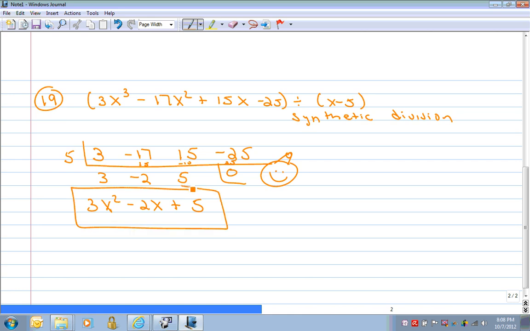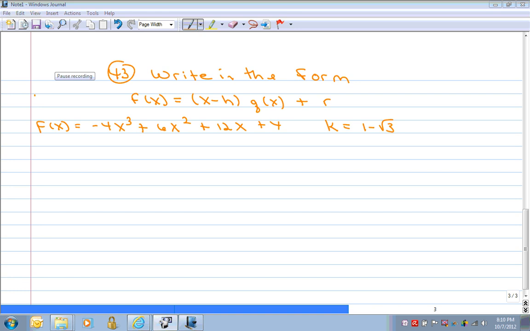Way to go, Bearcats. Okay, the next two problems are a little lengthy and a little tedious. They're not necessarily difficult, but they are tedious, and you're going to have to be careful and neat in your work so that you don't make careless mistakes. We're going to write this in the form f of x equals x minus h times q of x.